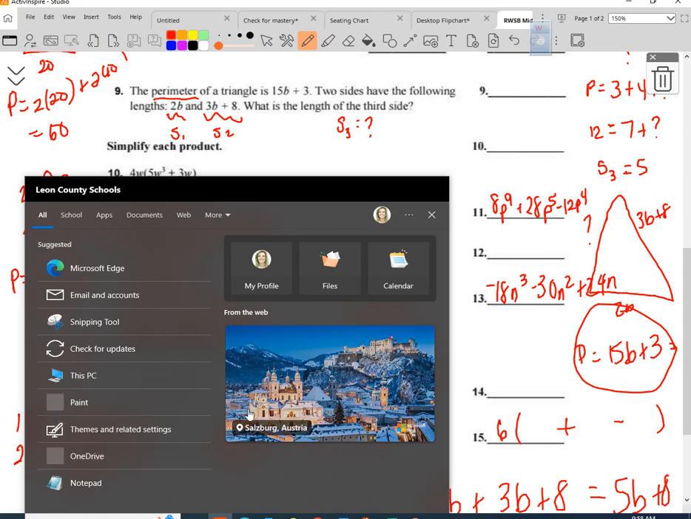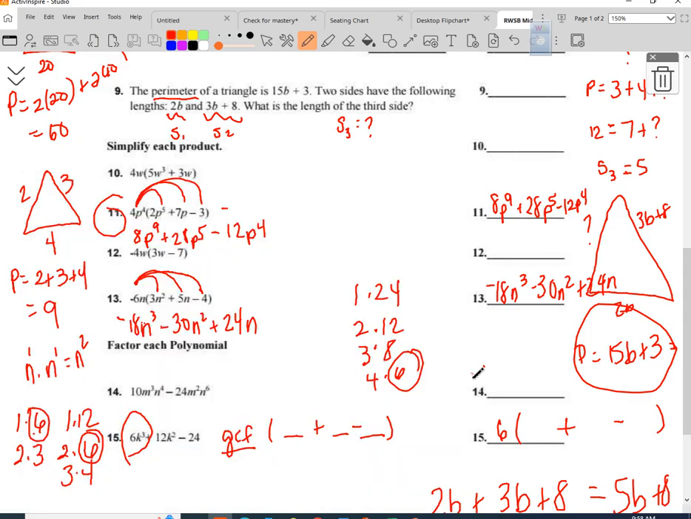You're not following along with us? Oh, okay. So you follow along with us? So 6 times what would give us 6k cubed?